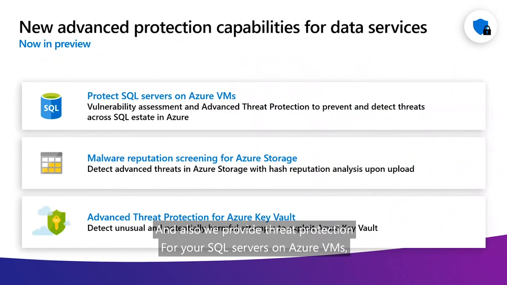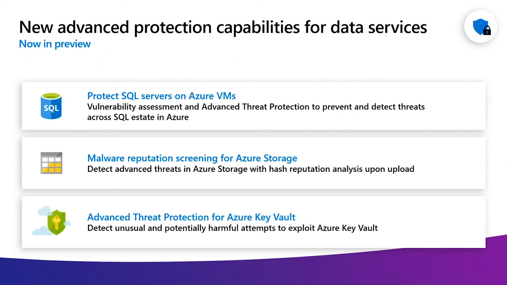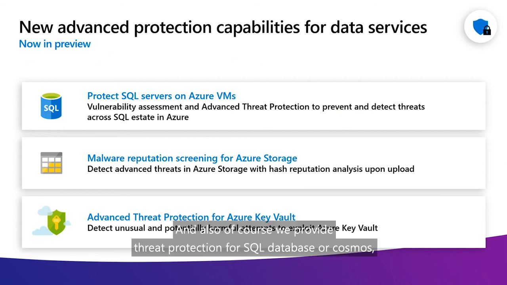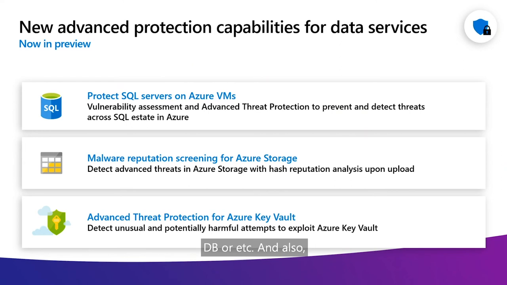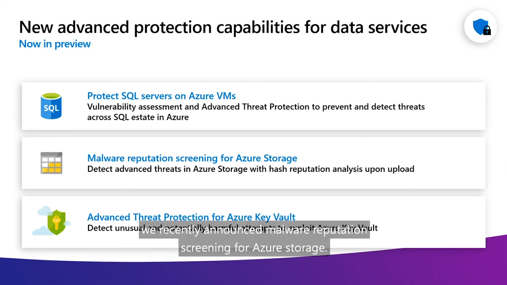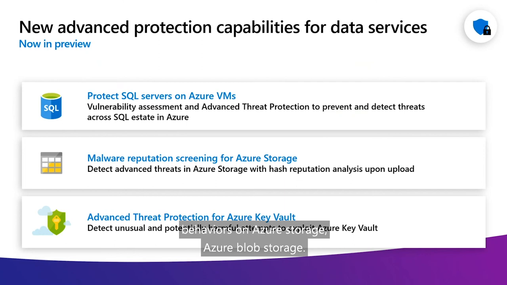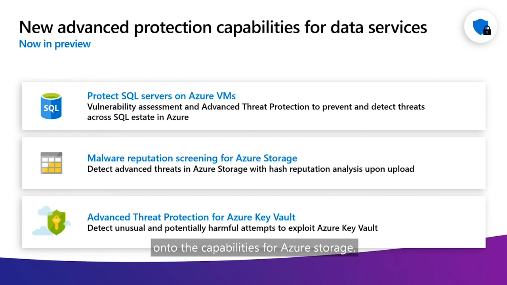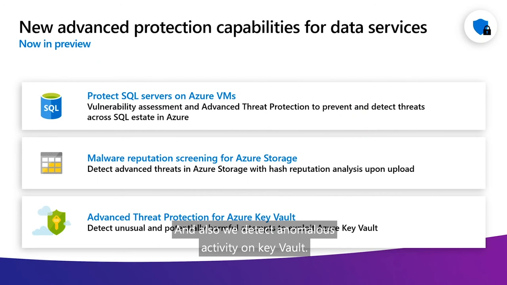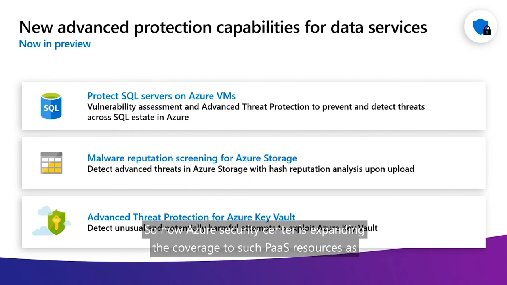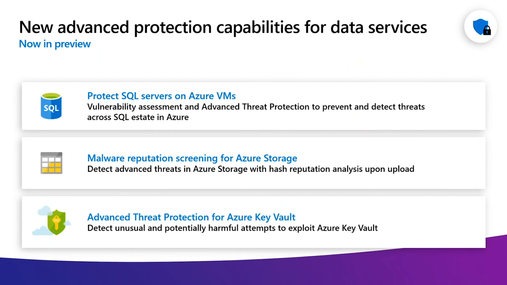And also we provide threat protection for your SQL servers on Azure VMs, which was recently announced. And also, of course, we provide threat protection for SQL Database or Cosmos DB, etc. And we recently announced malware reputation screening for Azure Storage. Azure Security Center detects anomalous access or anomalous behaviors on Azure Blob Storage, but we recently added this malware screening to the capabilities for Azure Storage. And also we detect anomalous activities on Key Vault. So now Azure Security Center is expanding the coverage to such PaaS resources as well.